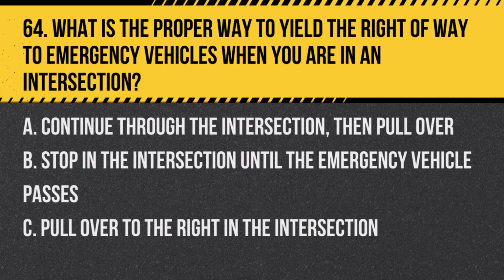Question 64. What is the proper way to yield the right-of-way to emergency vehicles when you are in an intersection? A. Continue through the intersection, then pull over. B. Stop in the intersection until the emergency vehicle passes. C. Pull over to the right in the intersection. Answer: A. Continue through the intersection, then pull over. This prevents blocking the intersection.